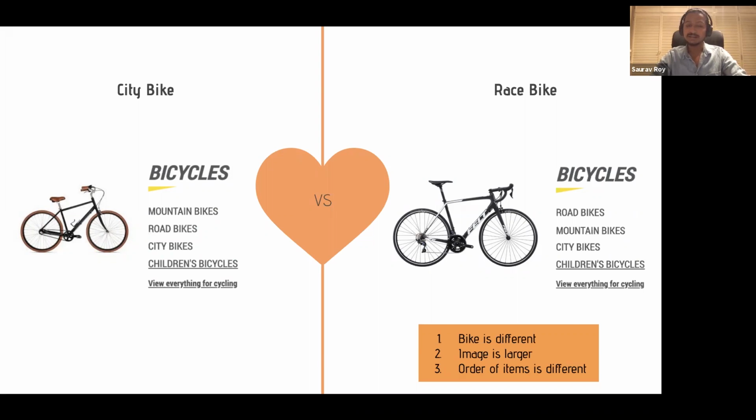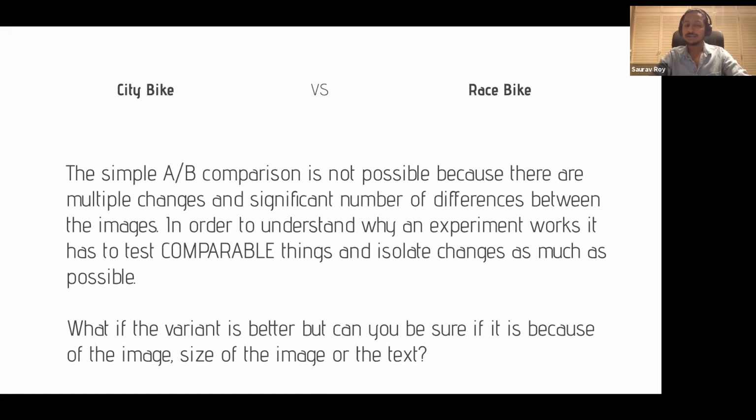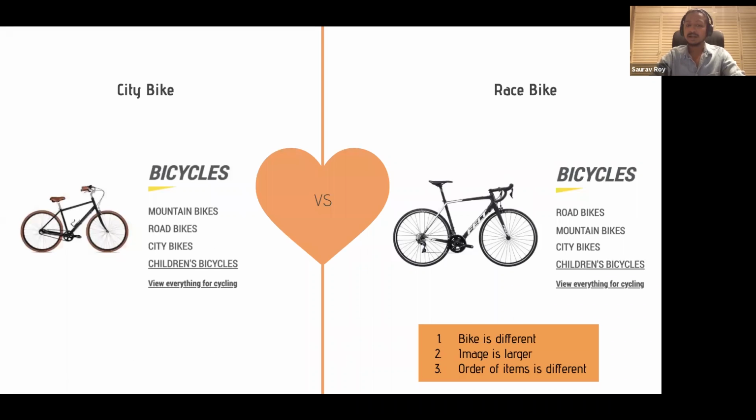Now, the thing is, a simple A/B comparison is not possible in this case because there are too many changes and too many variables. So the idea is that for A/B experimentation, you try to isolate a single change so that you can understand the impact of that change in particular. In this specific case, let's say you see that whatever your primary metric is works well in the variant, but you cannot attribute it to whether it's because of the image, the size of the image, or the text.